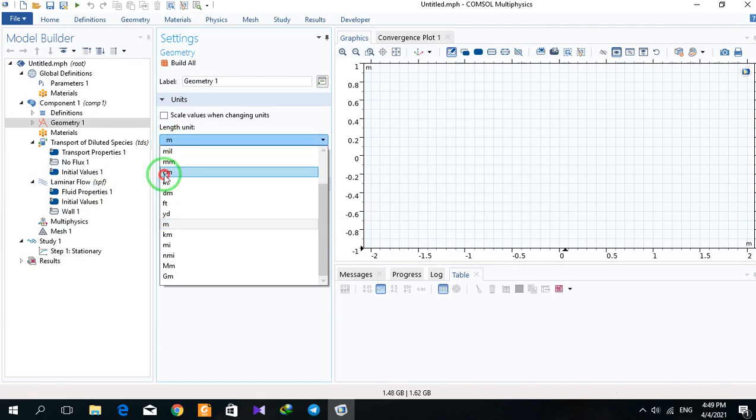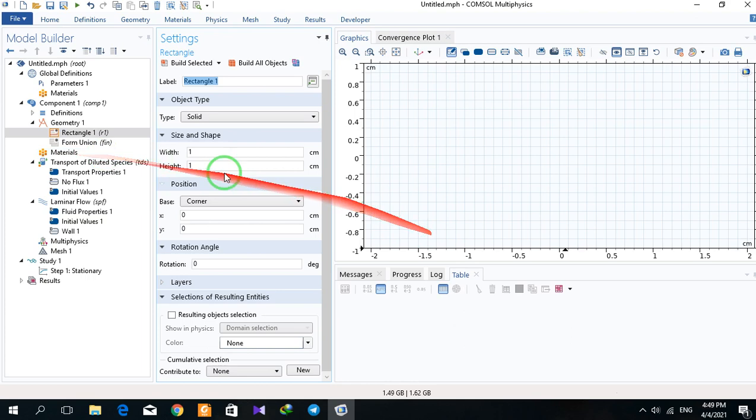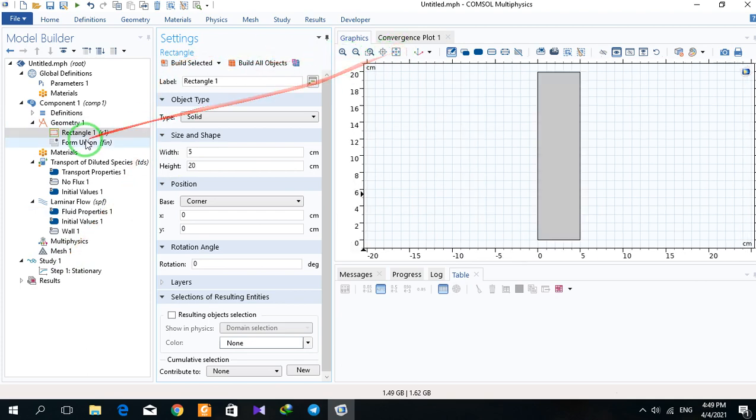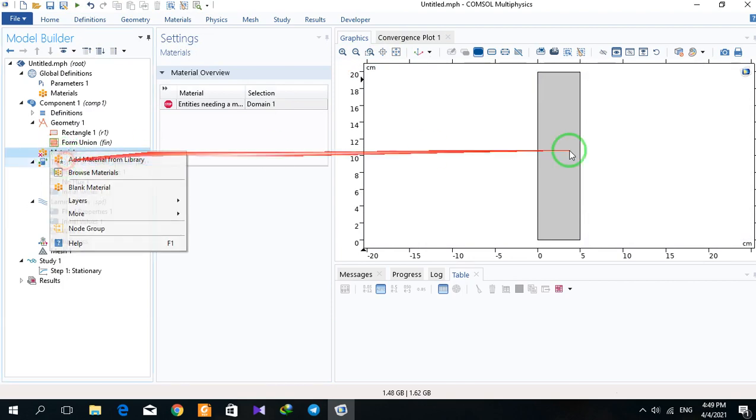So I select centimeter as a length unit, and I draw a 5 centimeter by 20 centimeter height rectangle. I add water.